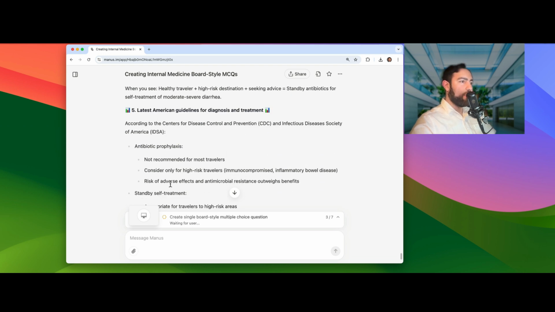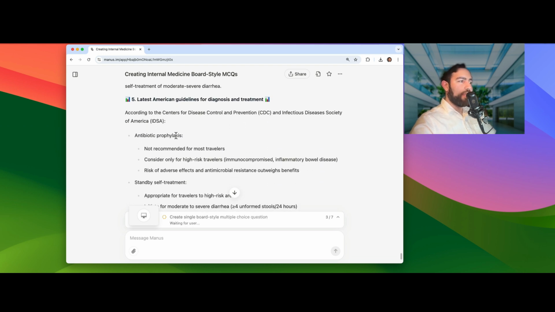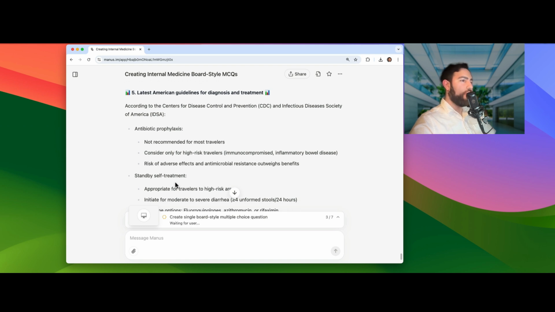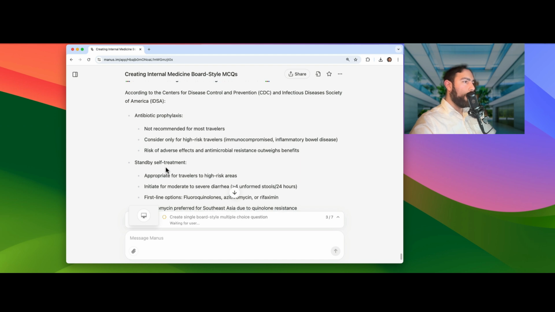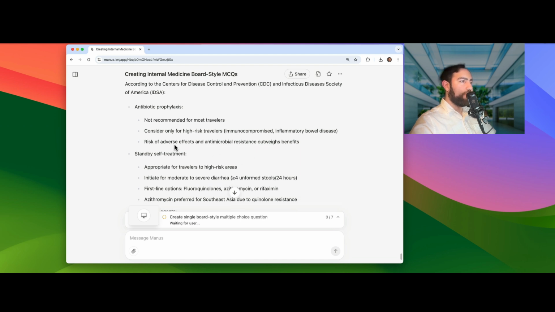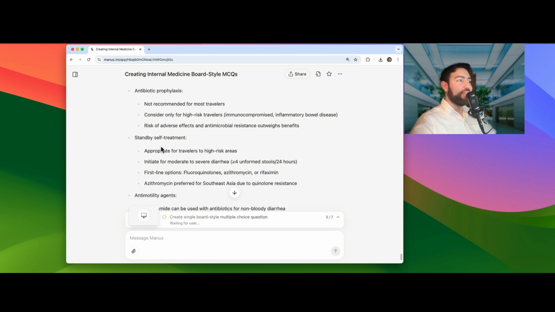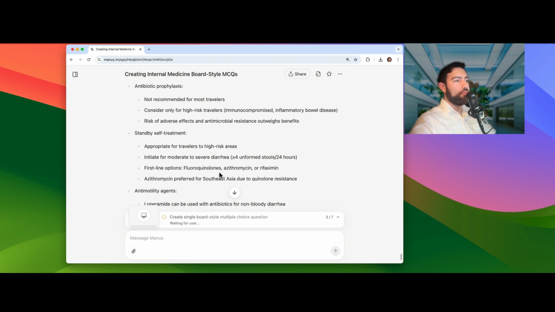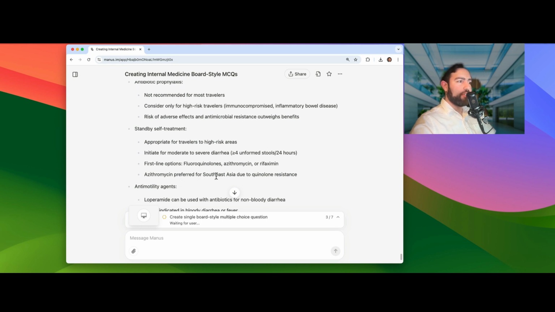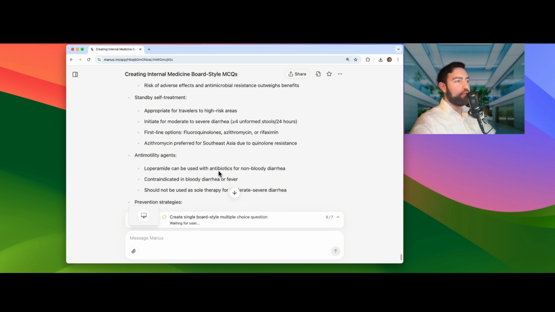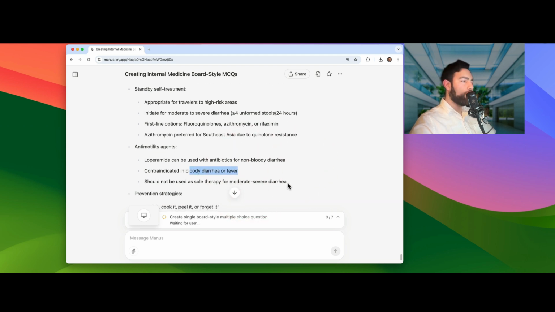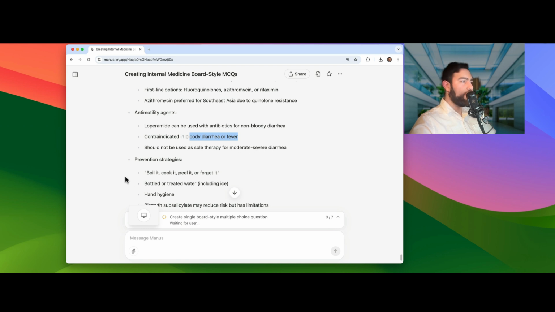And this is again the latest guidelines. Antibiotic prophylaxis is generally not recommended, except for high-risk travelers, IBD, immunocompromised, where the risk of adverse effects and antibiotic resistance outweighs the benefit, of course. And then standby self-treatment is appropriate for travelers to high-risk areas, initiated for moderate to severe diarrhea. First line: fluoroquinolone, azithro, and then rifaximin. Azithro preferred for Southeast Asia due to quinolone resistance in that area. Loperamide can be used with antibiotics for non-bloody diarrhea, contraindicated in bloody diarrhea or fever. It should not be used as sole therapy in moderate to severe.